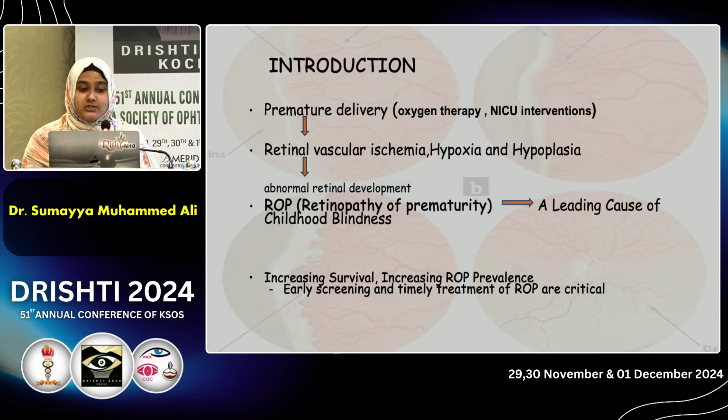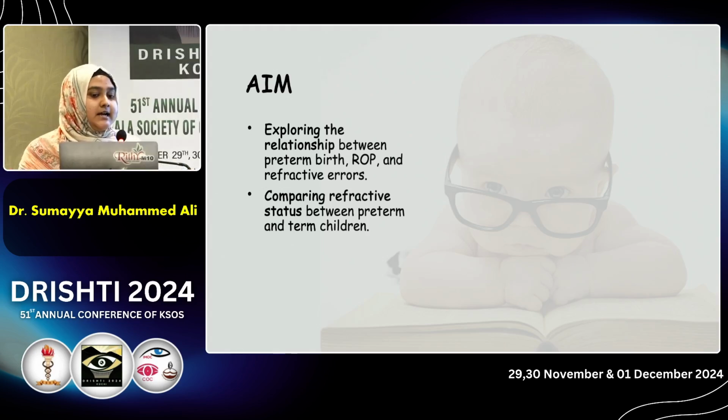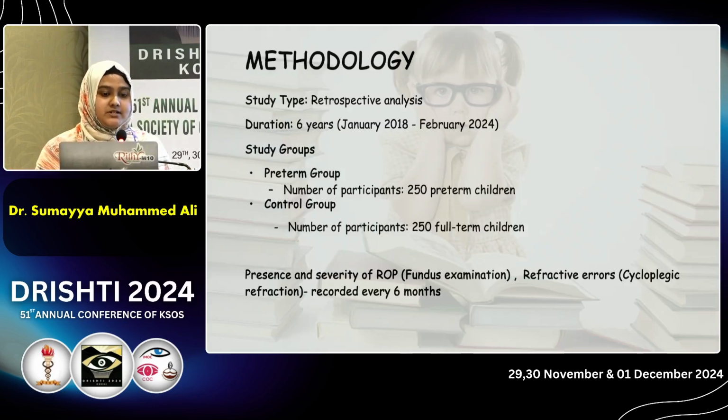This is simply the pathophysiology of retinopathy of prematurity, which is a leading cause of childhood blindness. With increasing survival rate of preterm, there is an increasing prevalence of ROP. Early screening and timely treatment of ROP are critical. Whether it is preterm or term, children need regular ocular evaluation to detect refractive errors early, because long-term visual outcomes are affected by the refractive errors. In our study, we are exploring the relationship between preterm birth, ROP and refractive errors, comparing the refractive status between preterm and term children. We conducted a retrospective analysis of 500 children, that is 250 preterm and 250 term, over a period of 6 years at our institute.